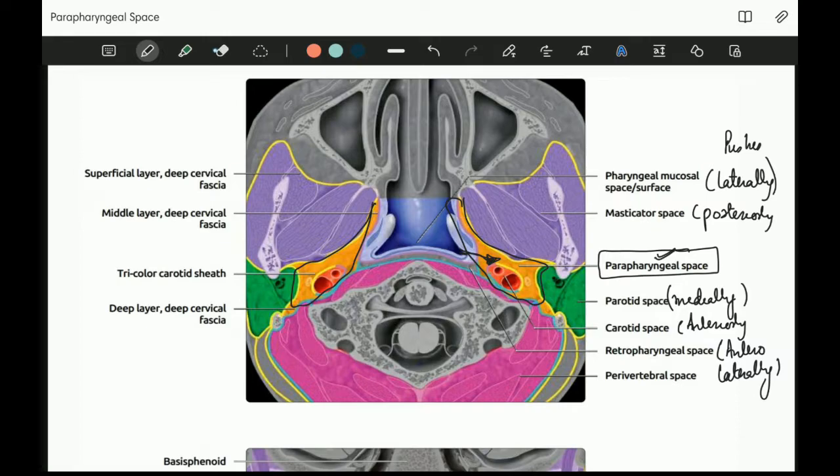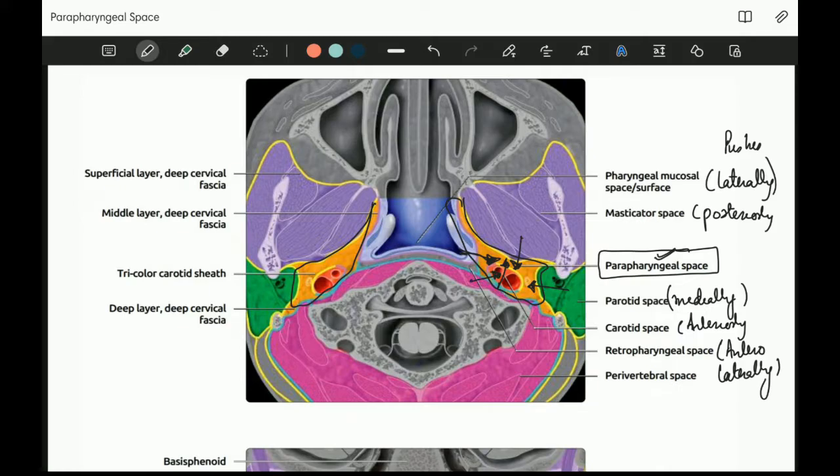Similarly, if it arises from the masticator space, it will push it posteriorly. If it arises from the parotid space, it will push it medially. If it arises from the carotid space, it will push it anteriorly. If it arises from the retropharyngeal space, it will push it anterolaterally.